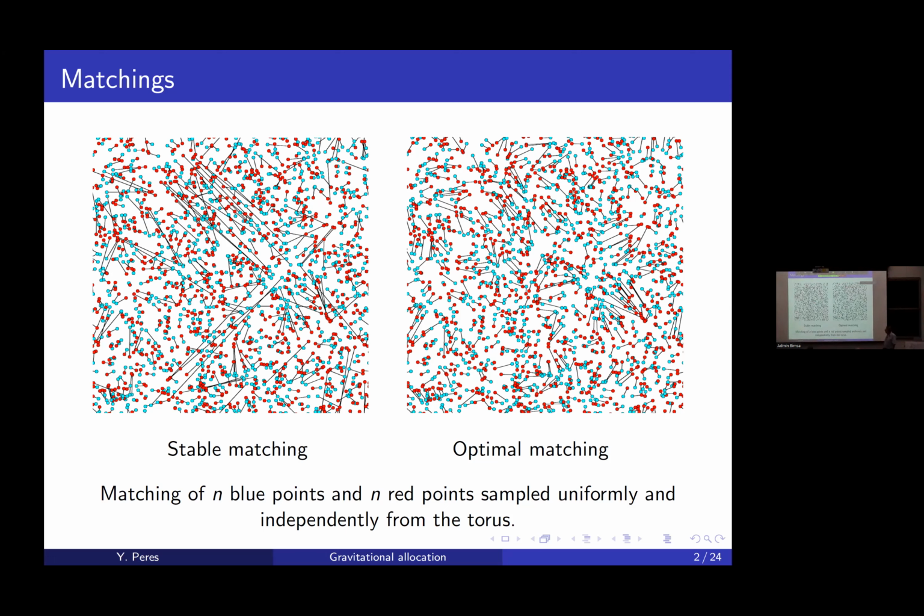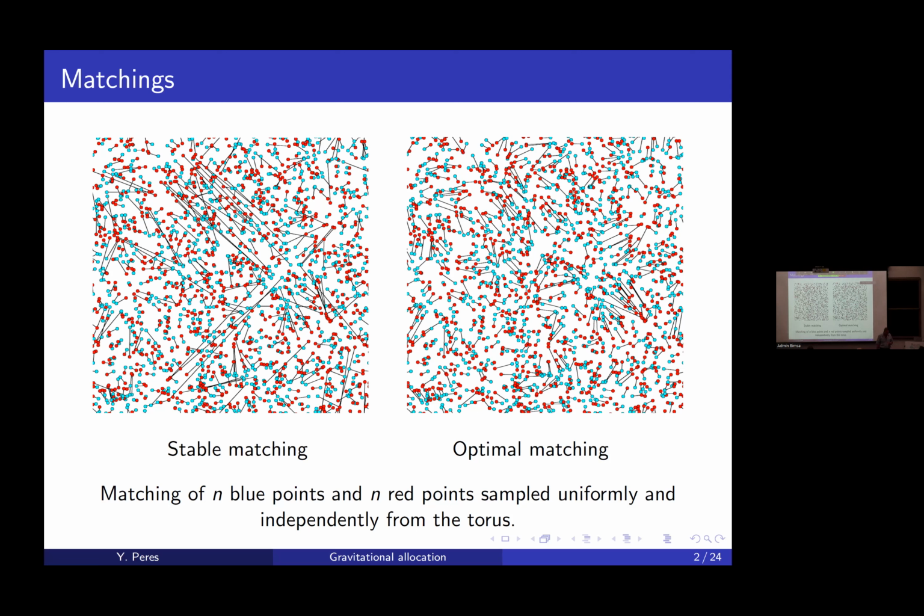This has several equivalent characterizations. We call it the stable matching, but it's also the greedy matching. So you can get it as follows. Take the blue point and red point that are closest, match them, take them out of the game, and repeat. So you greedily match the closest pairs, and you get this configuration. But it's also the unique stable matching.